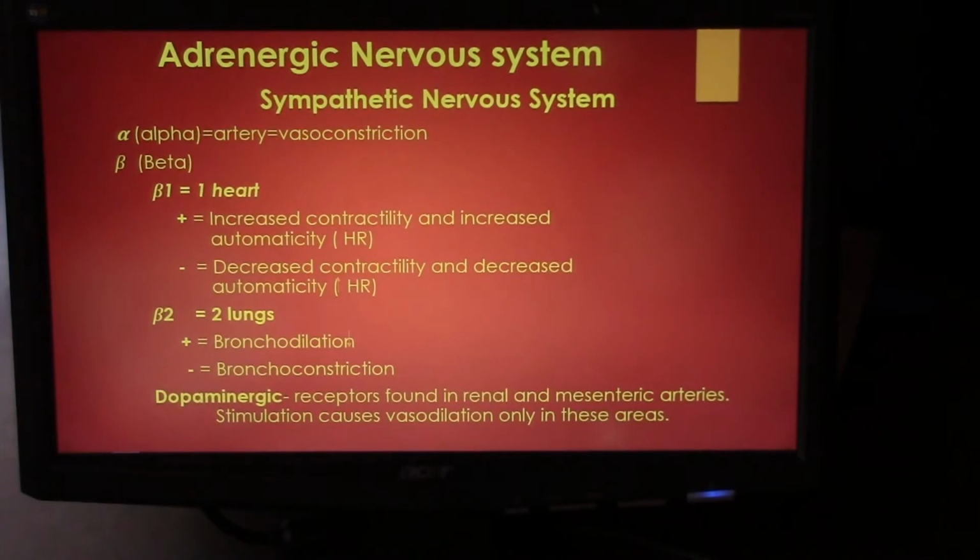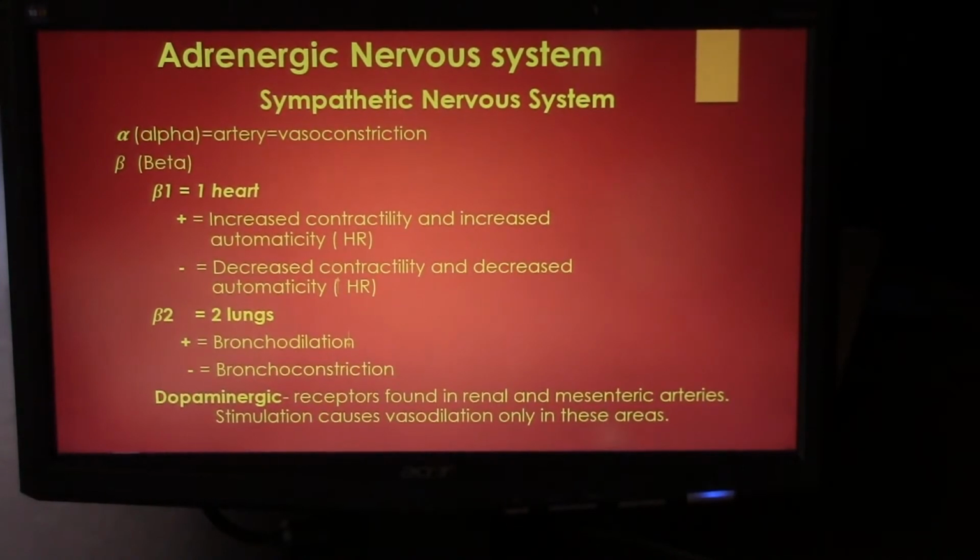The last receptors I'm going to talk about under the sympathetic nervous system are dopaminergic. Those are receptors that are found in the renal and mesenteric vasculature, in the arteries in particular. When stimulation of these receptors occurs, it causes vasodilation only in those areas. And the only drug that I really know that does that directly is dopamine at 2 to 5 micrograms per kilogram per minute.